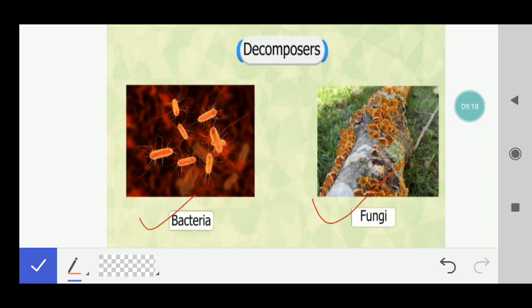So, with this, we have completed the topic food habits of animals. And now the chapter 1 food and its sources is also complete.